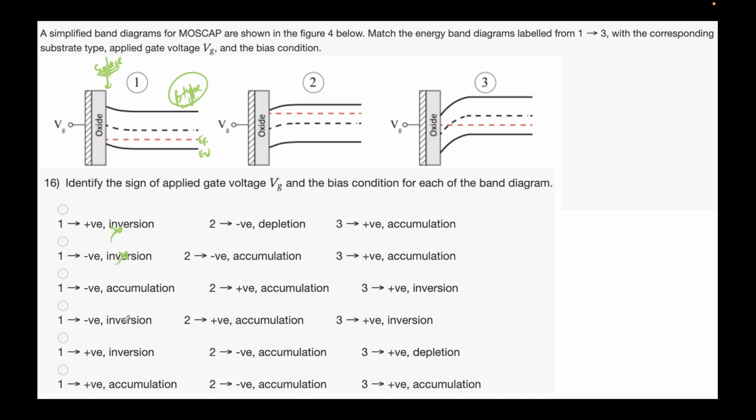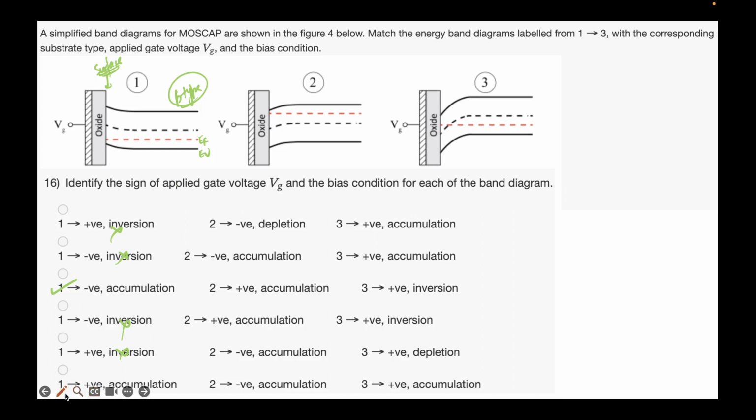We are looking at accumulation of holes. And when will the holes accumulate? When you apply negative bias. Simply understanding, if you apply negative bias to a p-type substrate, the holes will get attracted to this interface. So we have negative bias and accumulation.